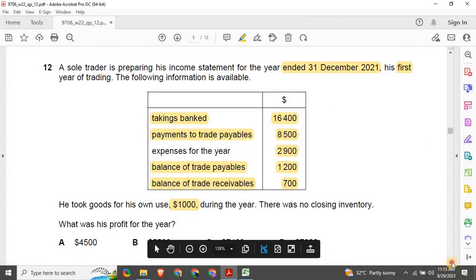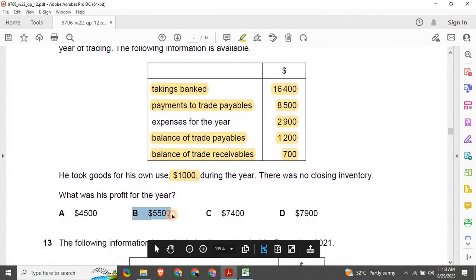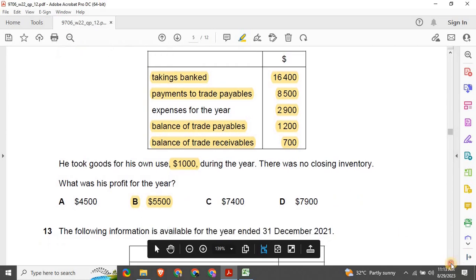Which option is that? Option B. Option B is our correct answer. Let's move on to the next question.